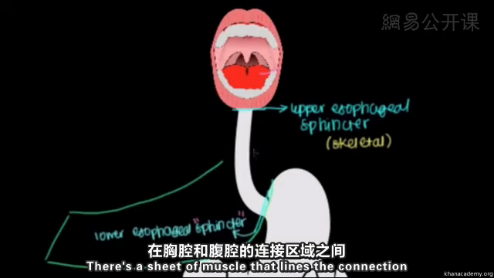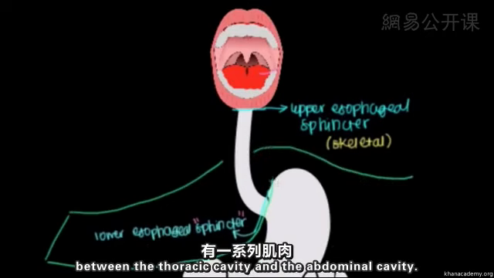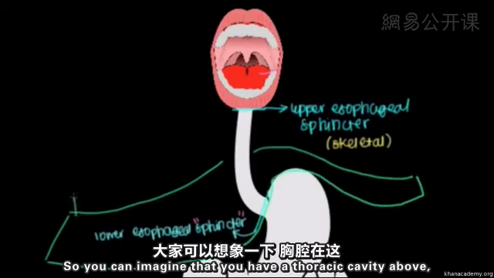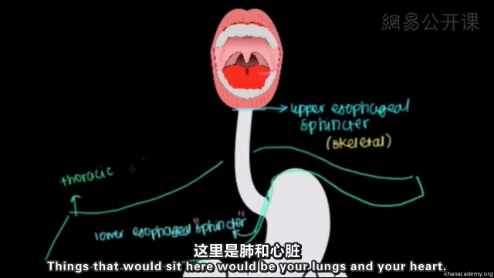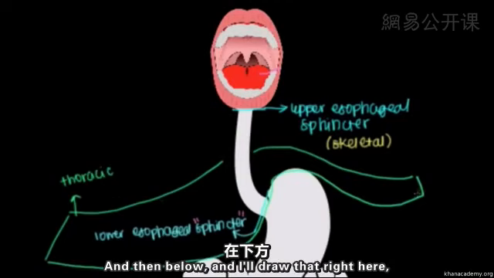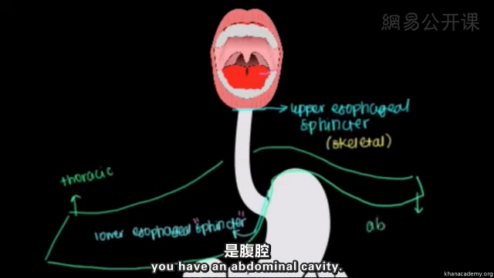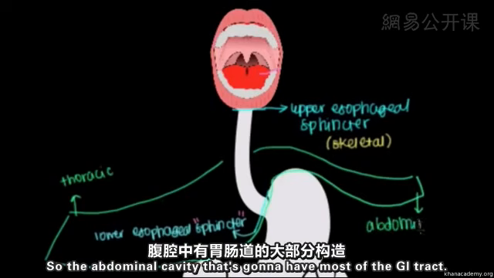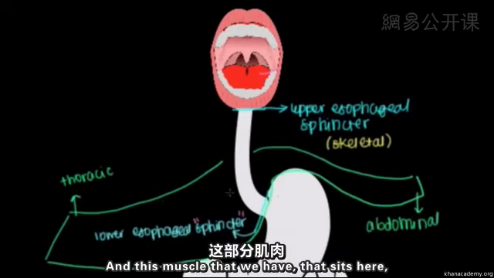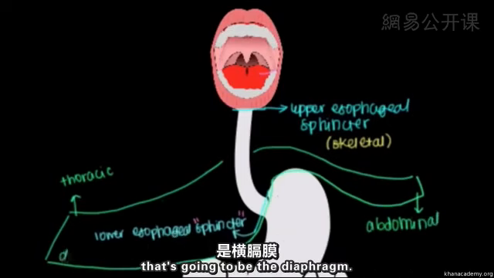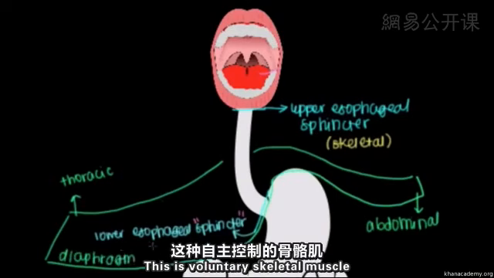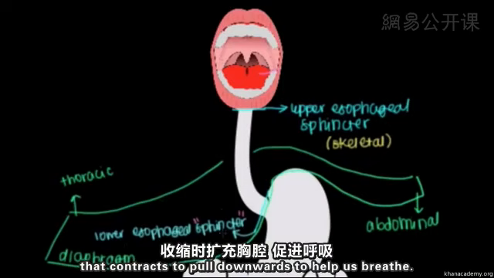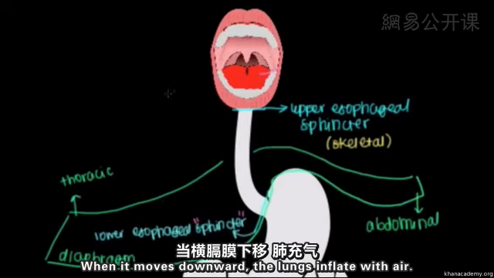that lines the connection between the thoracic cavity and the abdominal cavity. So you can imagine that you have a thoracic cavity above. Things that would sit here would be your lungs and your heart, and then below, and I'll draw that right here, you have an abdominal cavity. The abdominal cavity is going to have most of the GI tract. And this muscle that sits here is the diaphragm. You've probably heard of this. This is voluntary skeletal muscle that contracts to pull downwards to help us breathe. When it moves downward, the lungs inflate with air.